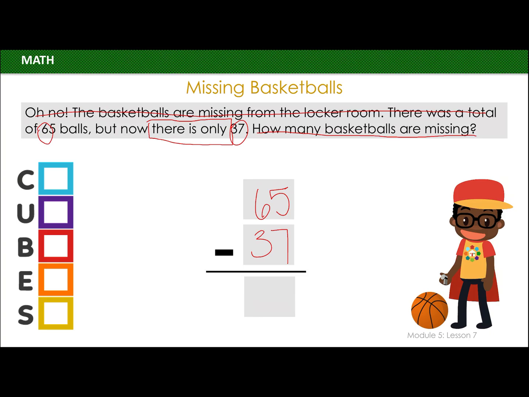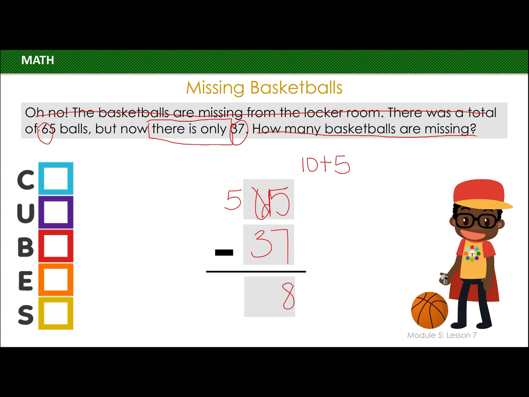And to solve this, I start with my ones, and I look at 5 minus 7. I know that I cannot do that, so I have to regroup. You guessed it. So I cross off my 6. That now becomes a 5. I take the 10 that I'm regrouping into my ones, and I add that with the ones that I had. So my ones are now 15 minus 7, which is 8.